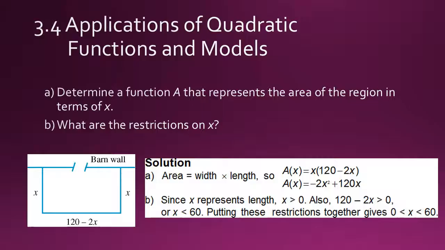Part B asks for the restrictions on x. Since this is an application problem, there are certain numbers that would not make sense. Since x represents the length of a fence, then it must be greater than 0. Also, 120 minus 2x, which represents a length of fence, must be greater than 0. Solving for x, that gives us x must be less than 60. So we know that x must be somewhere between 0 and 60 feet.